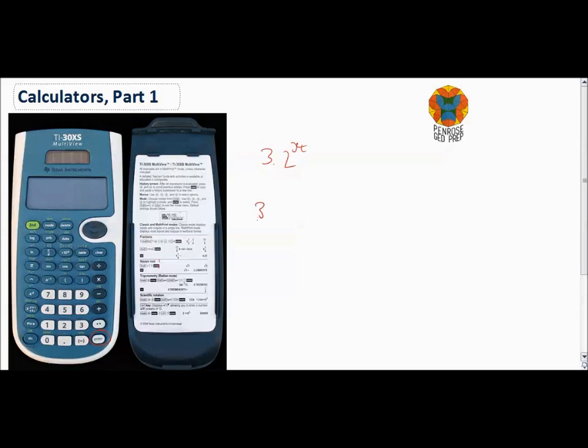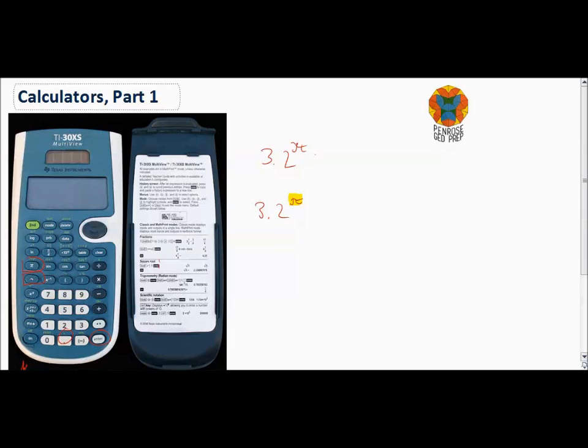We type 3, then the decimal point, then 2, then we hit the exponent key, and we've got our space. We hit the pi key to type pi.